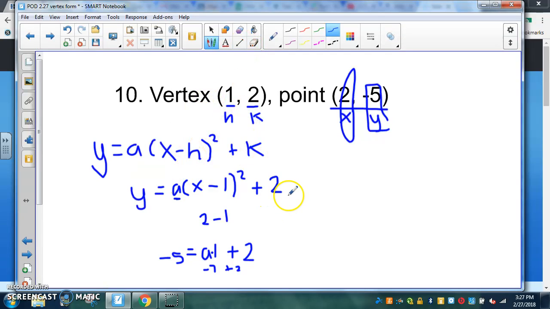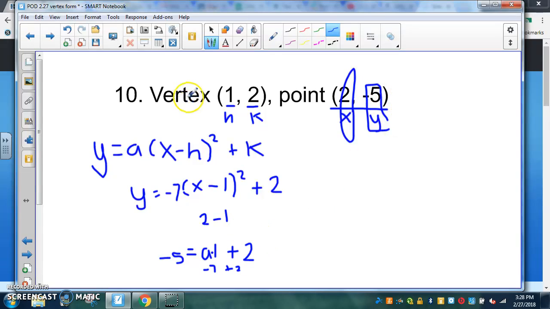So the correct answer to number 10, here's your freebie. It's y equals -7 times the quantity x minus 1 squared plus 2. Again, I know that because 1 and 2 are my vertex. And when I plug in 2 now, I should get -7 plus 2, which gives me the -5 that I'm looking for.